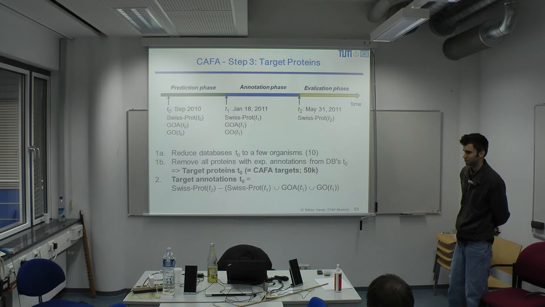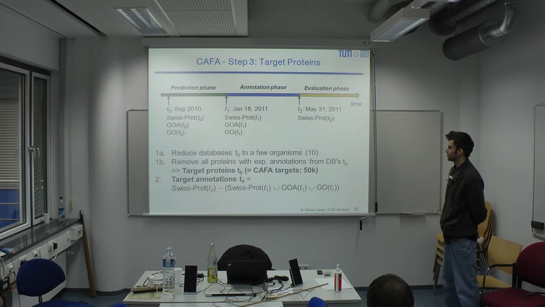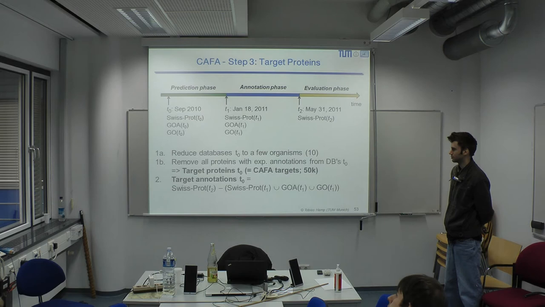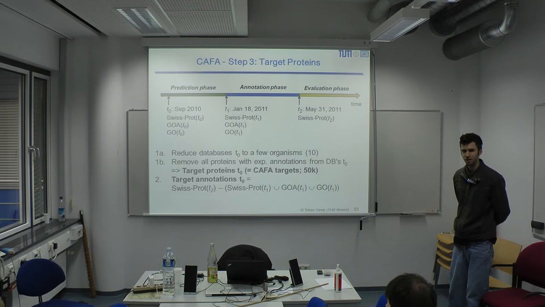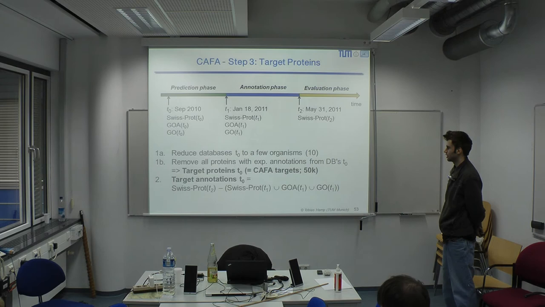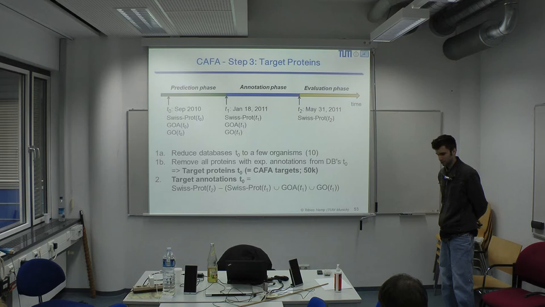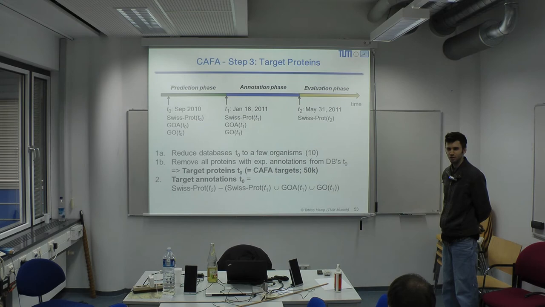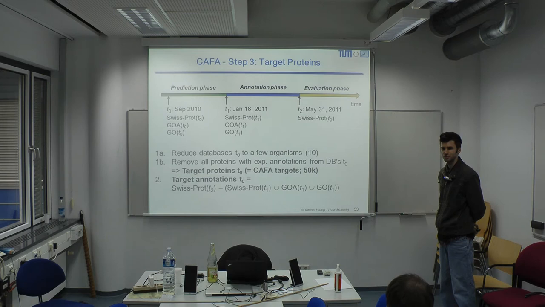So basically, the trick is simply to wait long enough and to make enough predictions. What we require from every competitor in Kafka is to make predictions for the entire unannotated part of SwissProt, and in a few model organisms, for example humans. Those were about 50,000 proteins. All the competitors made predictions for around 50,000 proteins, and then you simply wait. If you're lucky, after a couple of months some of these proteins will have experimental annotations, and then you can assess these annotations. This is basically just brute force and doesn't cost any money at all.